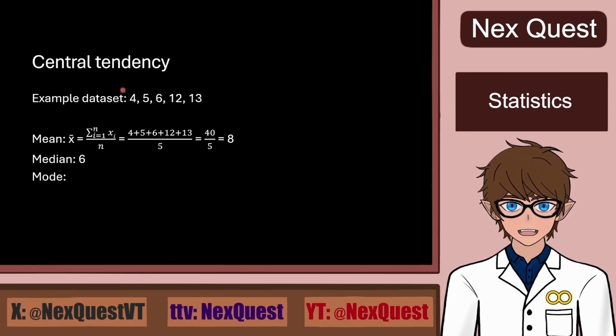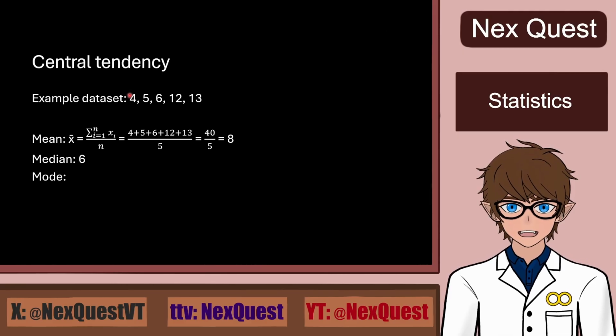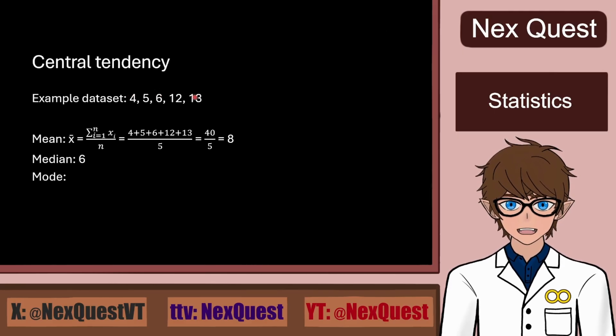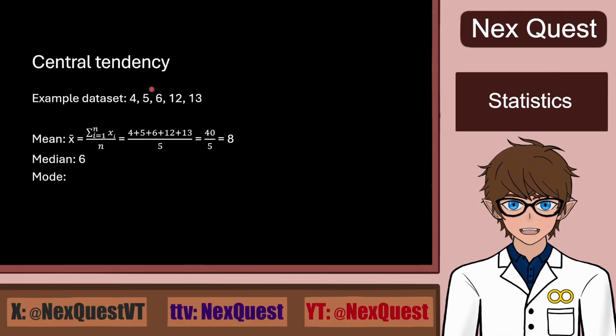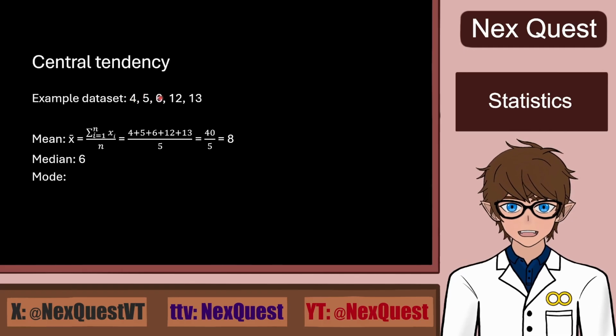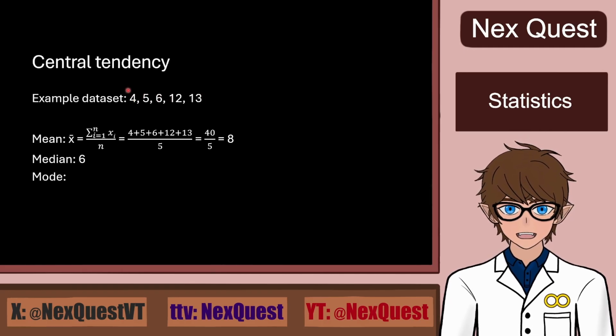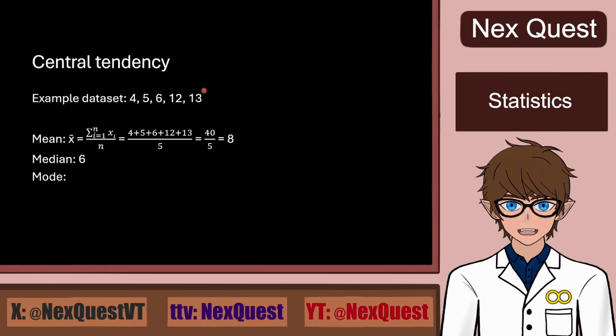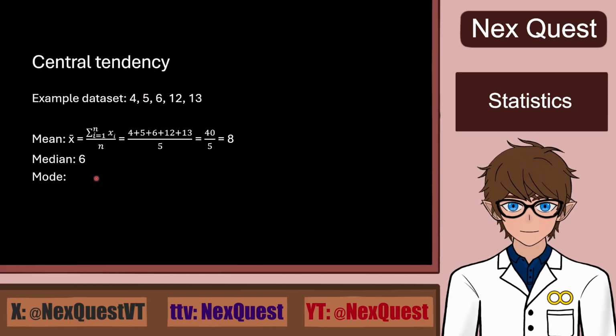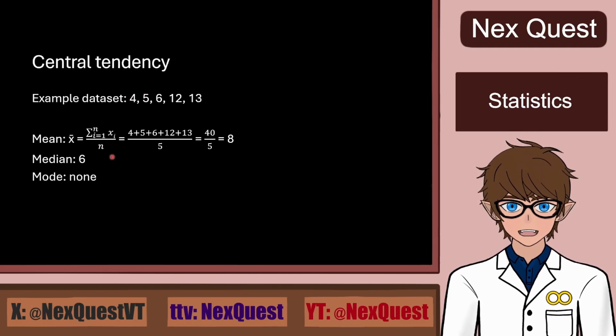In our example, we would have the comparison as follows: 1, 1, 1, 1, 1, since all appear the same amount of times. But if we had 4, 5, 6, 6, 12, 13, we would have a comparison of n's as 1, 1, 2, 1, 1, and 6 would be the mode. Here, all appear once, so there is no mode.